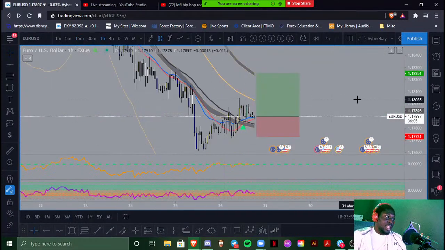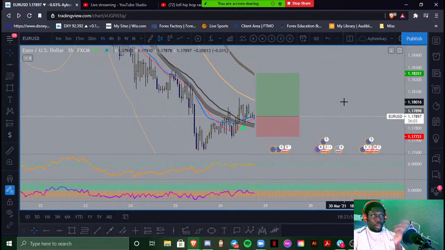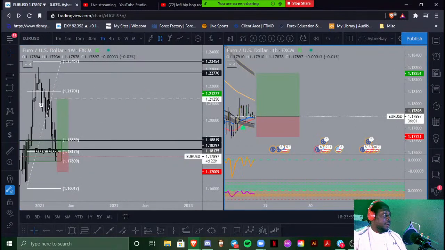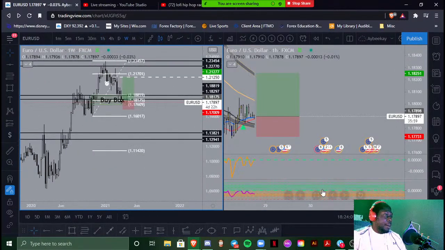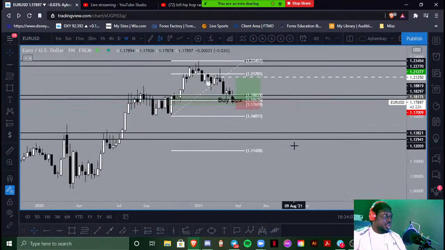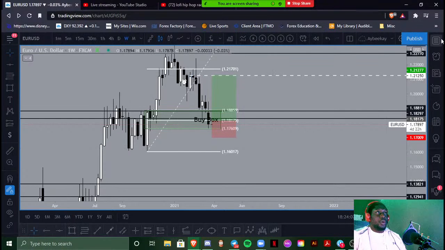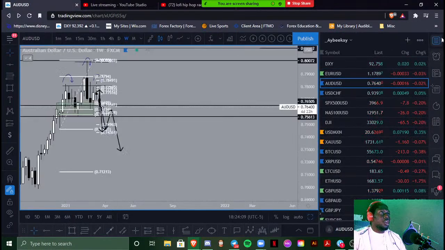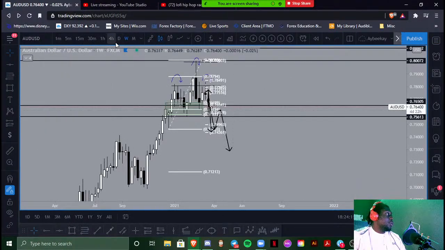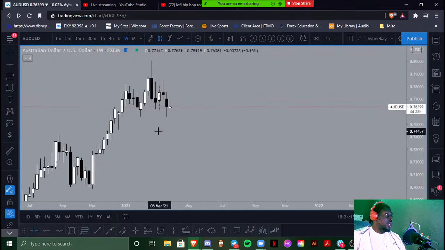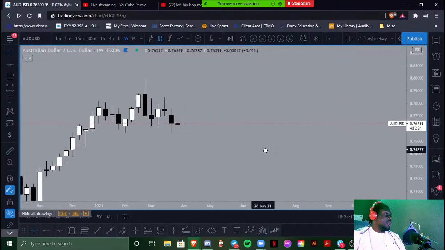So again, let's see how Euro USD holds, right? Let's see how that plays out. But I am in this swing opportunity right here as well. So that's for Euro USD. I'm gonna go ahead and switch over to AUD USD. Let's take a look at what it did last week. Weekly time frame, nothing really too crazy.